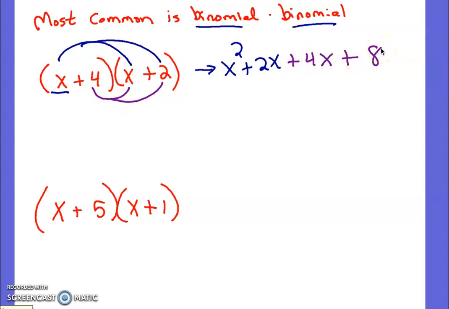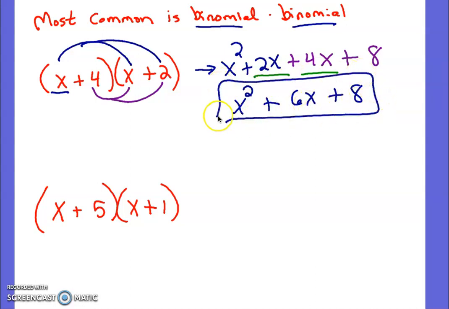And I want you to notice that the two middle terms, we always need to simplify. And notice the two middle terms are like terms. And so for our final answer in descending order, we're just going to combine those together, 6x, and then plus 8. So my final answer would be this. It's really nothing but the distributive property done twice.